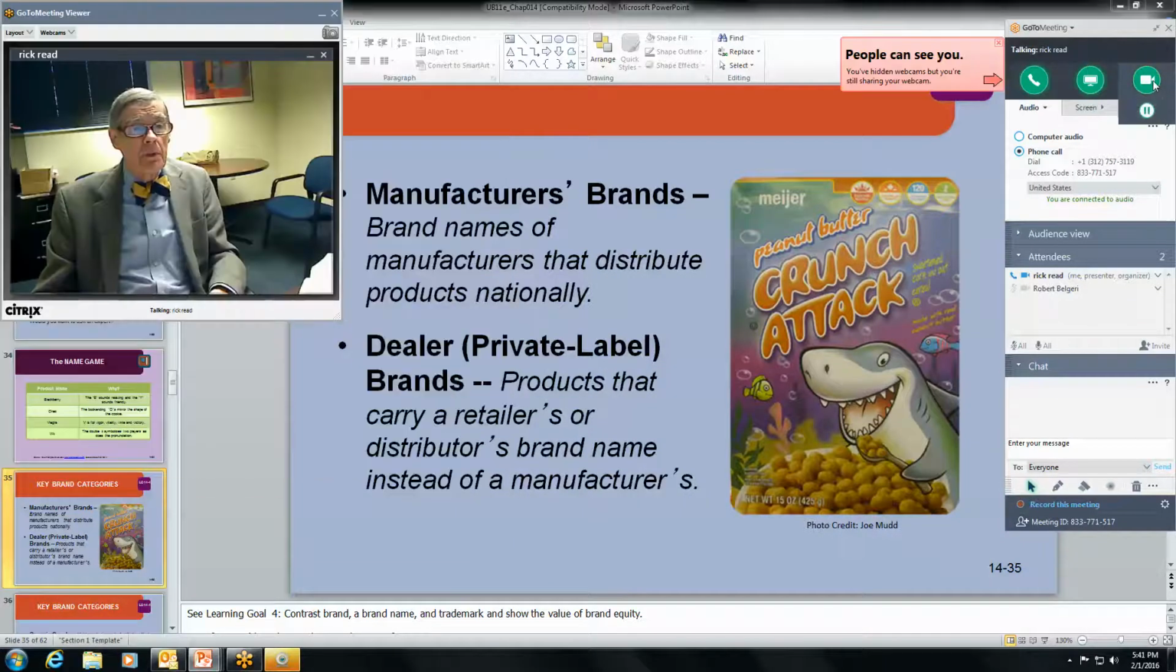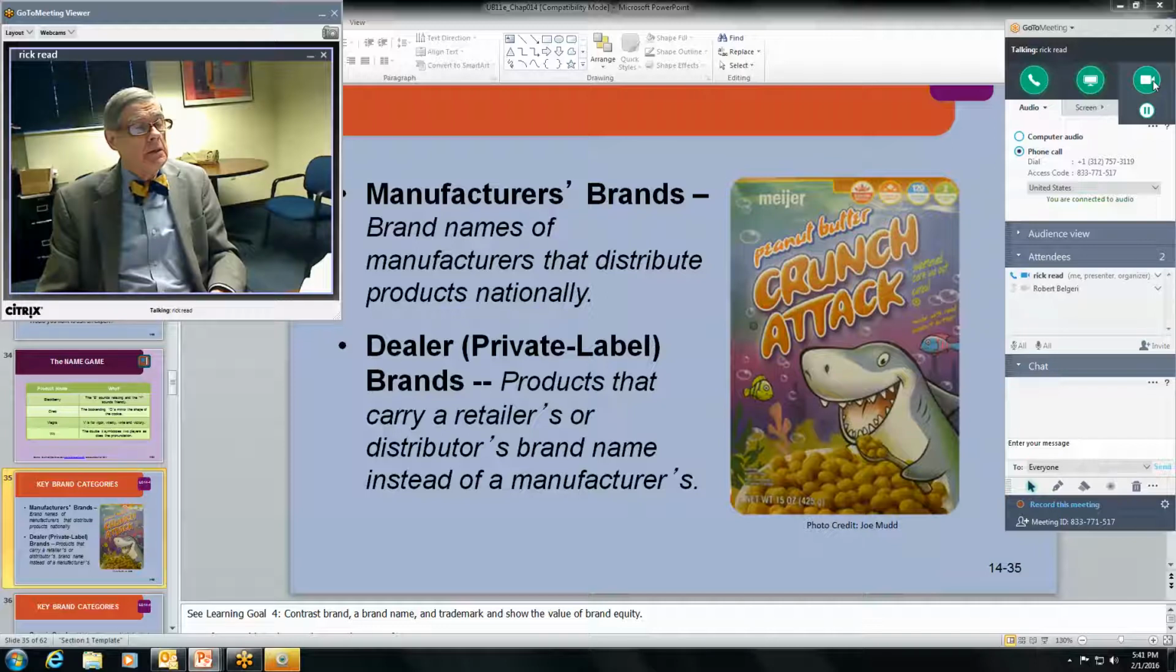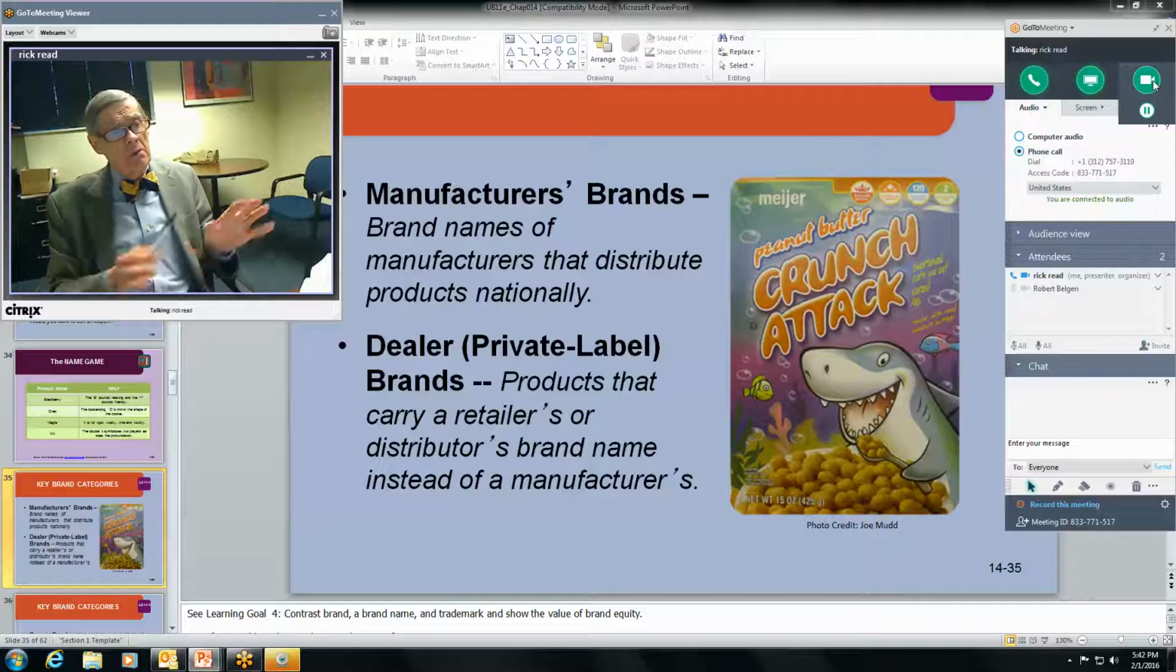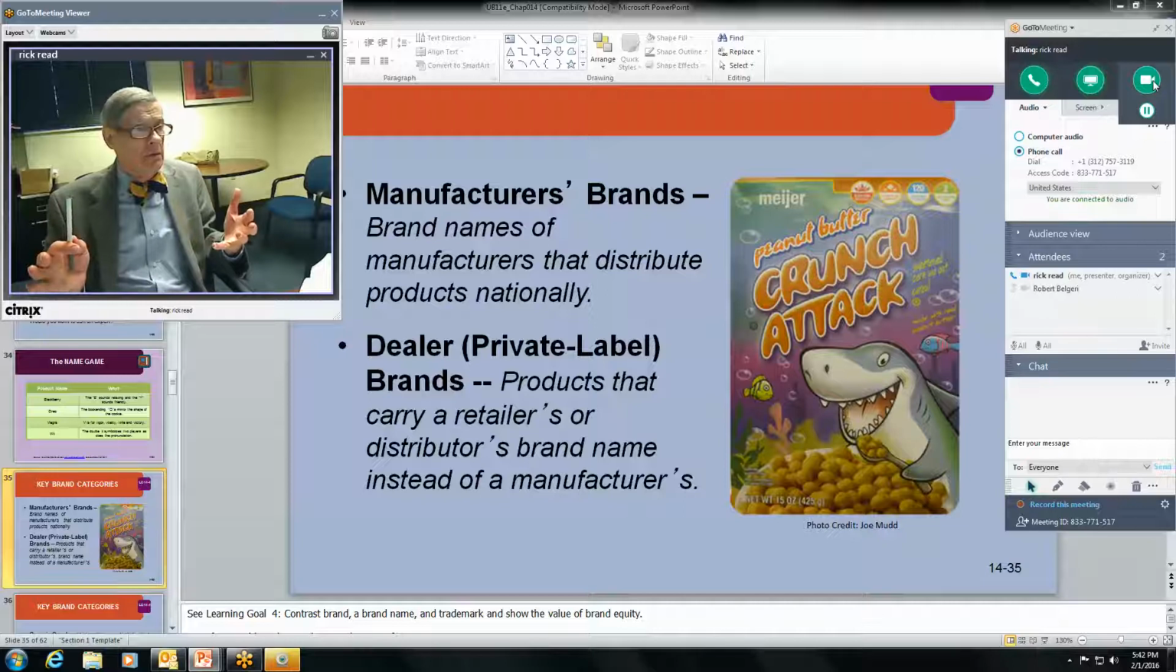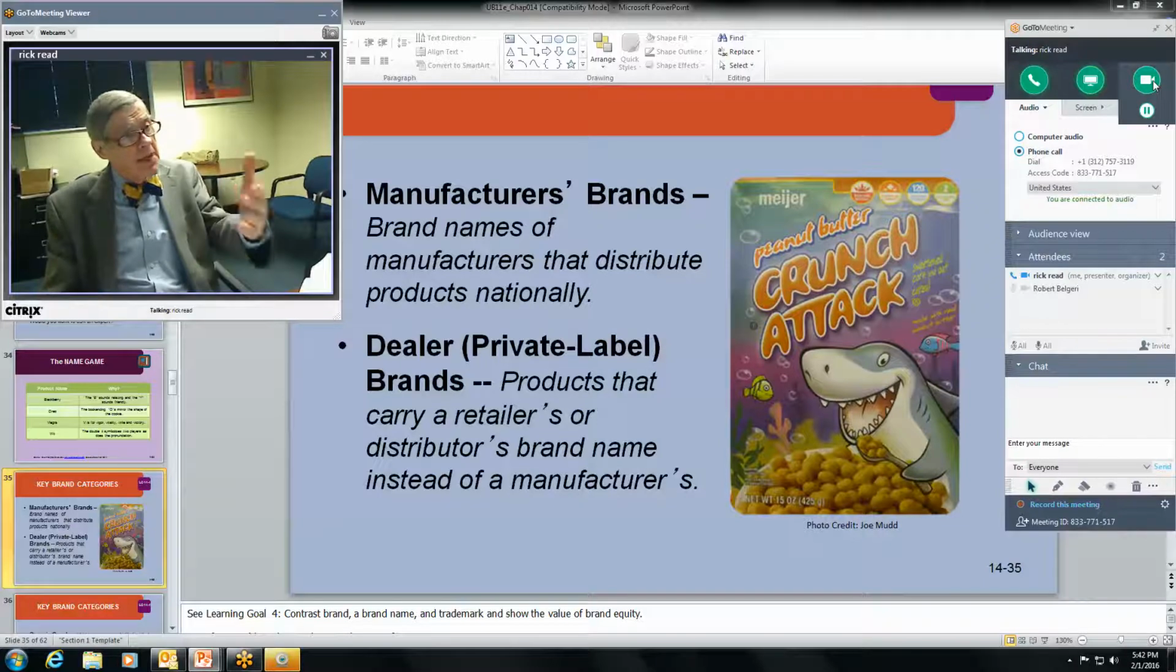Manufacturers' brands. These are brand names of manufacturers that distribute products nationally. Now, dealer and private label brands are different. They carry the retailer's name or perhaps a distributor's name, even though they may be the same as the manufacturer's brand.